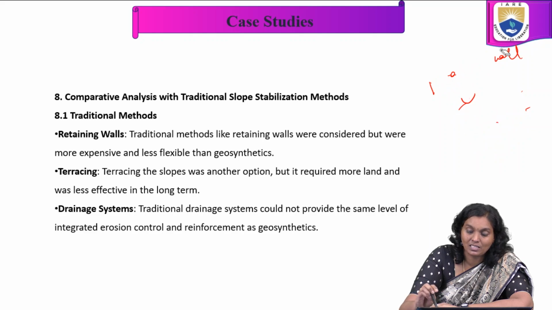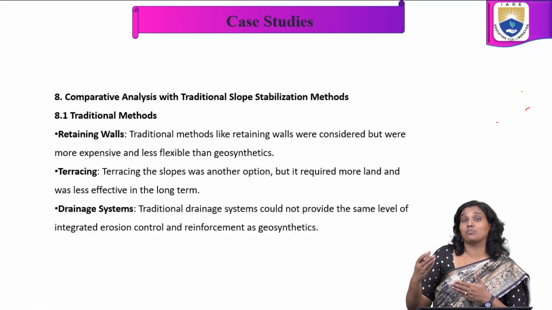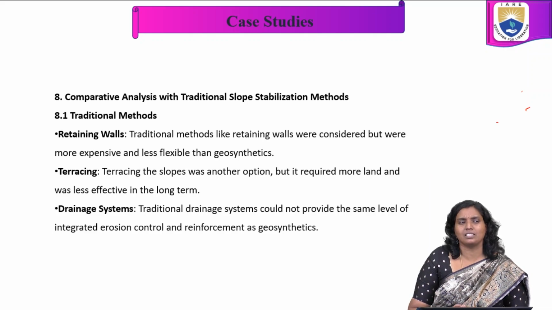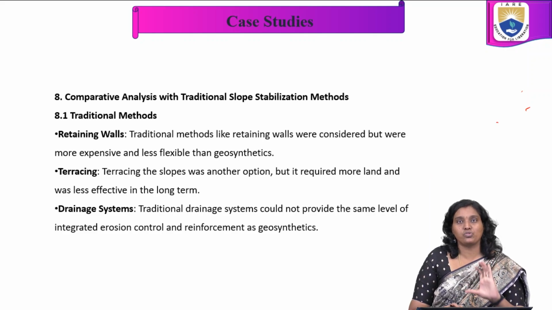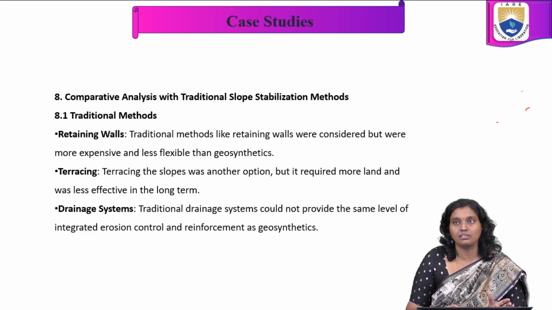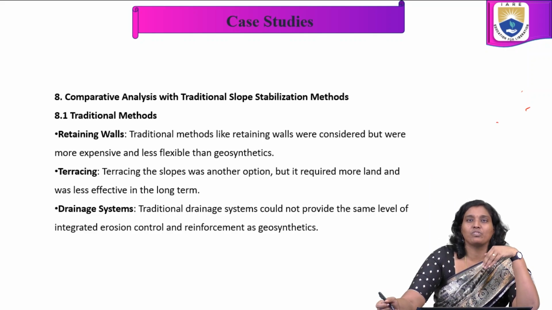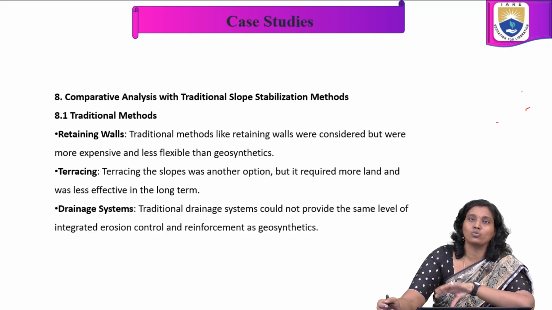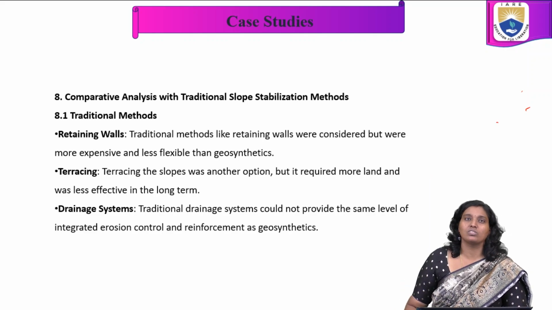It is also expensive when compared, and it is less flexible. And the environmental impact is greater. Why? Because there is no chance of getting vegetation, revegetation, and reducing the other things. It's difficult, but it has more strength. It has its own kind of advantages when compared to geosynthetics, which we are going to understand. Terracing the slopes was another option, but it required more land and was less effective in the long term. In drainage systems, traditional drainage systems could not provide the same level of integrated erosion control and reinforcement as geosynthetics.